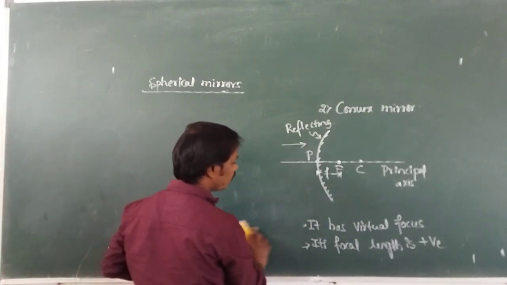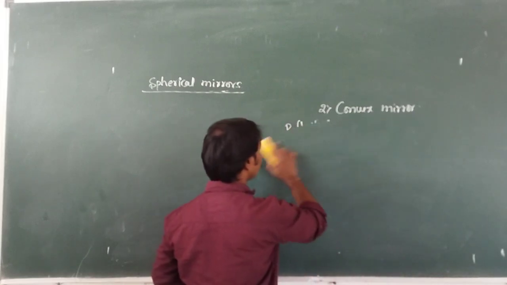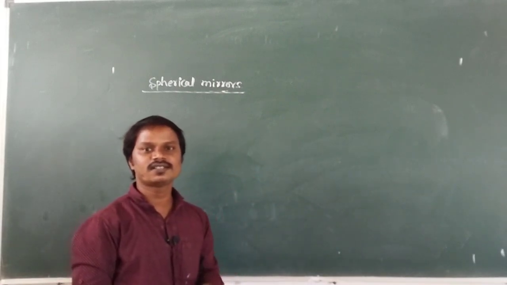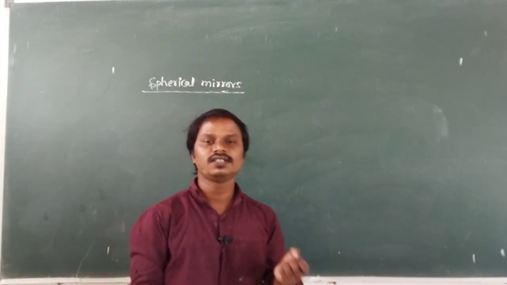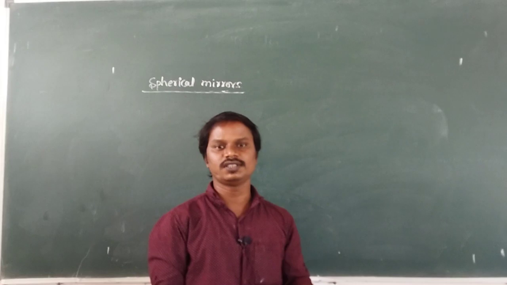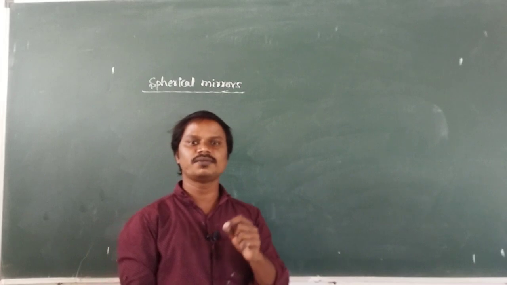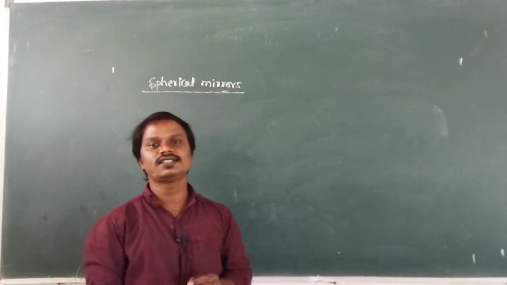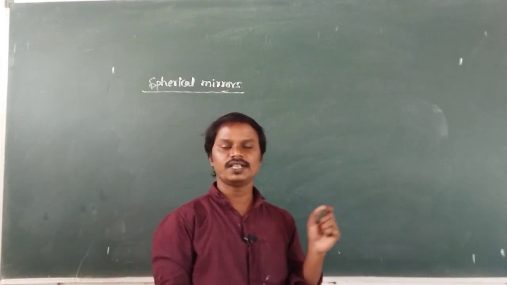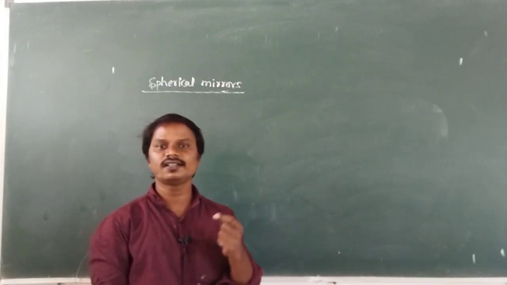Magnification tells about the size of the image and also about the nature of the image. If magnification is greater than 1, then the image is magnified. If magnification is less than 1, then the image is diminished. If magnification equals 1, the size of the image equals the size of the object. If magnification is greater than 0, meaning positive, the nature of the image is virtual and erect. If magnification is less than 0, meaning negative, the nature of the image is real and inverted.